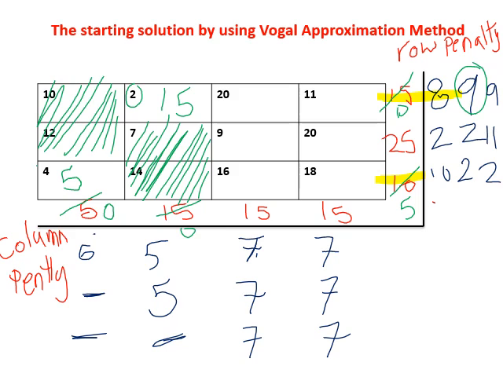So what is the greatest value in the row penalty and the column penalty? It's 11. So we will start with row number 2 to get the value. So this is where we will start. What is the least cost? The least cost is equal to 9, so we will start with this value.